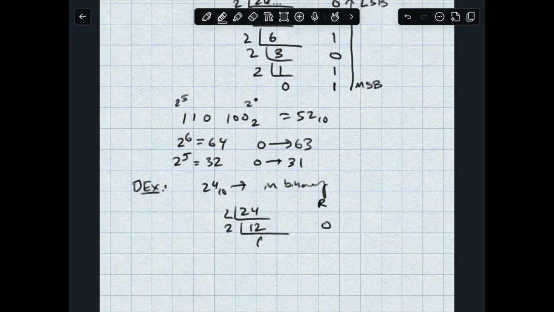Divide by 2, that's 6. This is 3. Still doing good in terms of remainder. Divide by 2. Now I've got 1 with a remainder of 1. Divide by 2. Finally get to 0. So that means the binary representation of 24 is 11000 base 2.